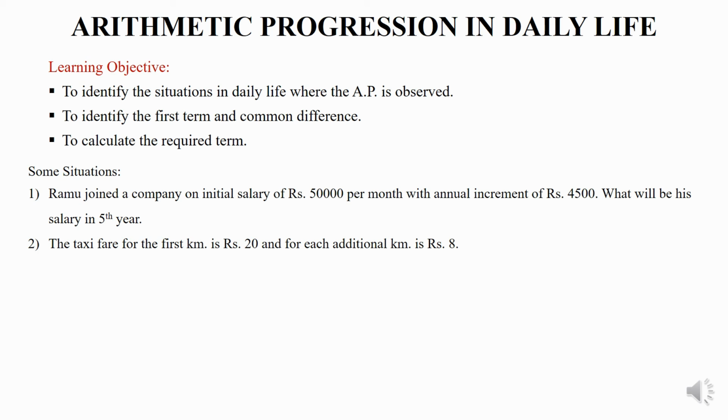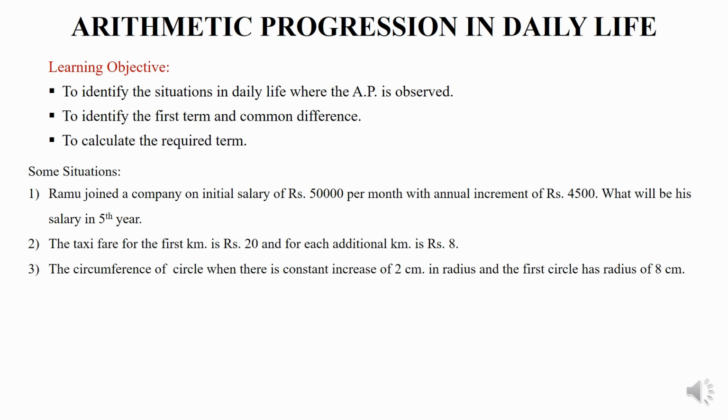And coming to the next example, the circumference of the circle, when there is a constant increase of 2 centimeters in radius, and the first circle has a radius of 8 centimeters. We all know very well that the circumference of a circle formula is 2 pi r centimeters. Here what is given? The radius of the first circle is 8 centimeters. Then the circumference of the first circle is 2 pi into 8, which is nothing but 16 pi centimeters.